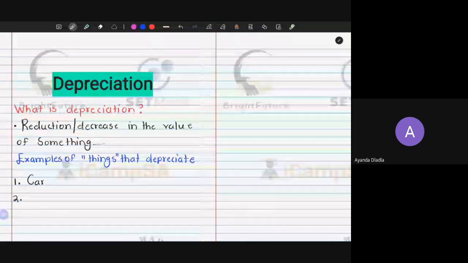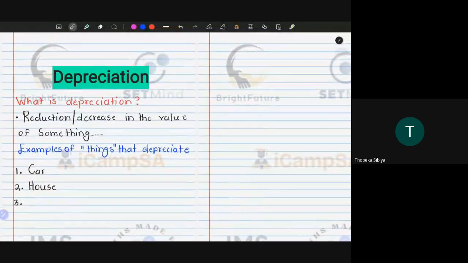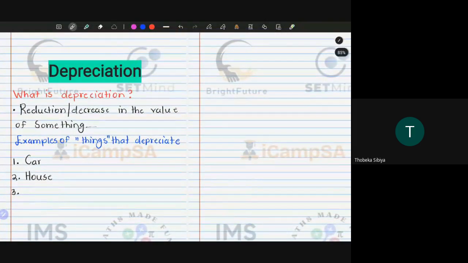Anyone else? What do you know which depreciates? House. House, okay, I'm going to note that down. What else? Anyone else? Cell phone. Cell phone. So your iPhone doesn't get more expensive with time, does it?